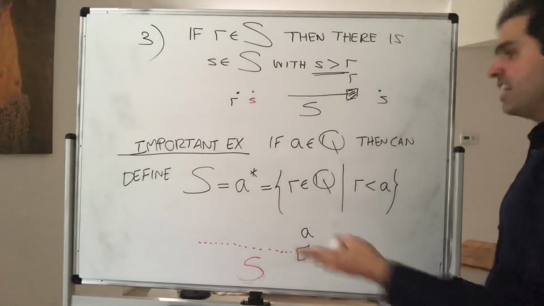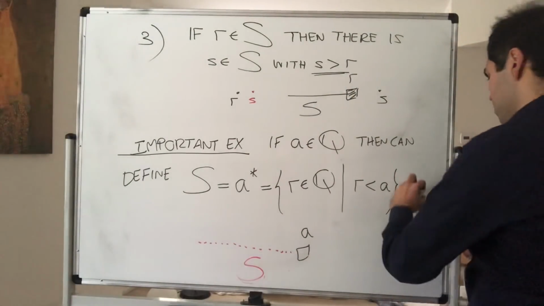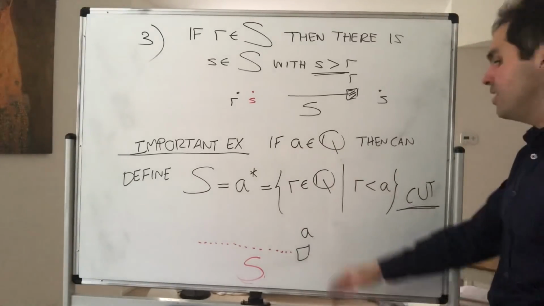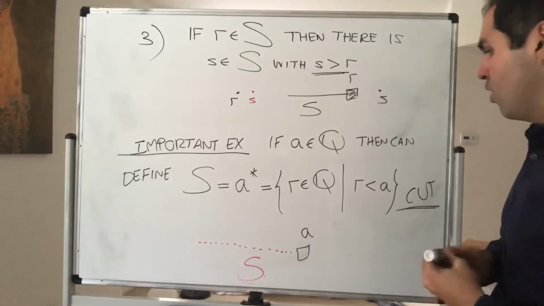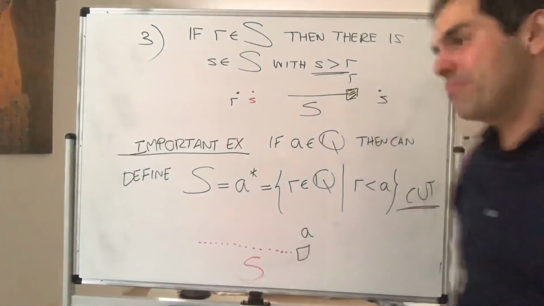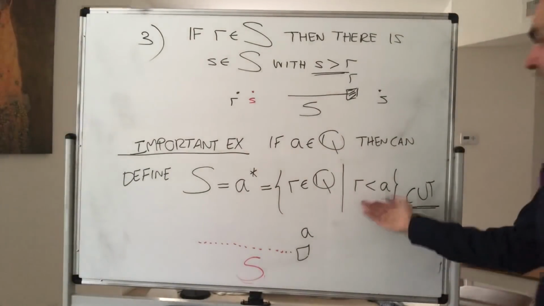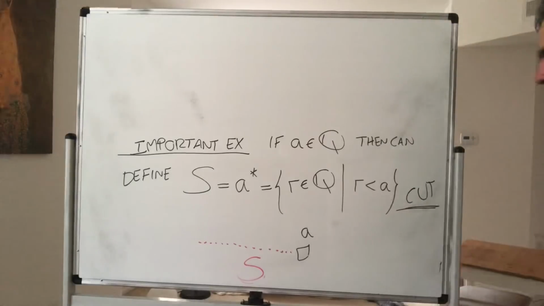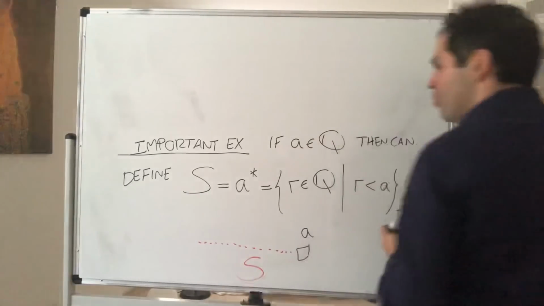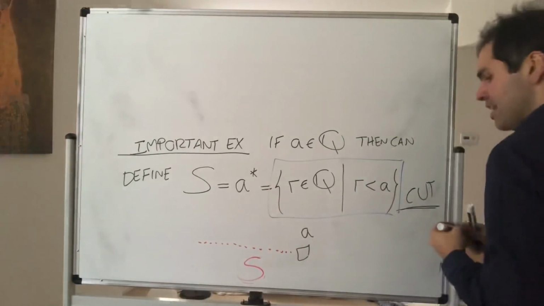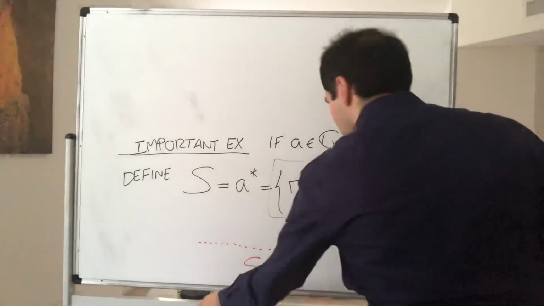And you can show that this is a cut. Because it's not empty, it's not all of Q, it's semi-infinite from below, and it doesn't have a maximum element because we have a less than. Those sets of the form rational numbers less than another rational number are what's called a rational cut.